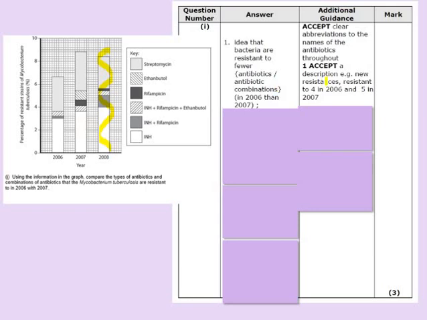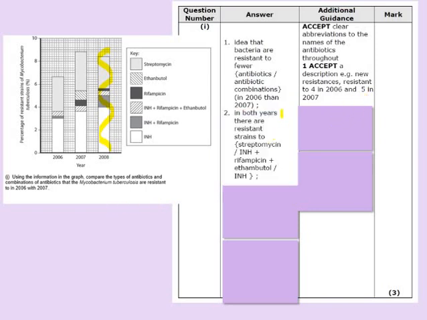Okay, you would have also gotten that mark if you described it. So there are 4 antibiotics or antibiotic combinations that the bacteria are resistant to in the first year, and it increases to 5 in 2007, the second year. In both years, there are resistant strains to streptomycin, and if we have a look at that, yeah, that makes sense. There's streptomycin resistance here as well. Both are resistant to INH, rifampicin, and ethambutol. Right here, yep, both are resistant. And finally, INH, which again, we see here. Any one of those would have gotten you that mark.